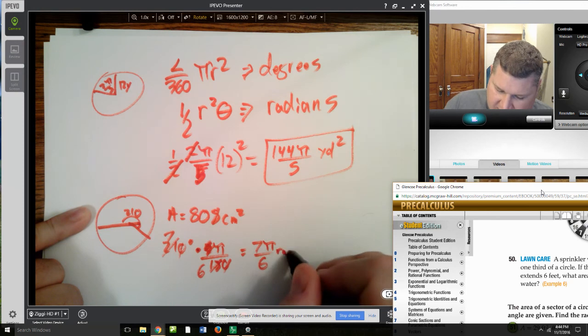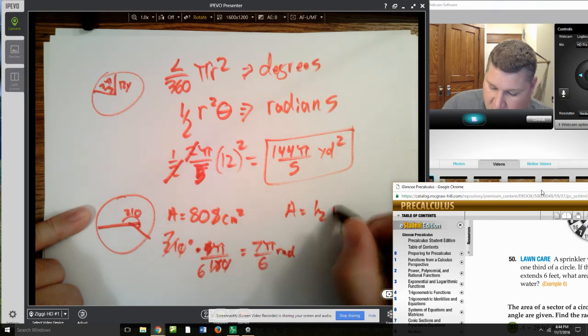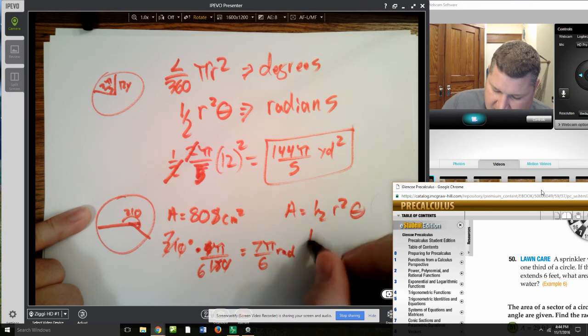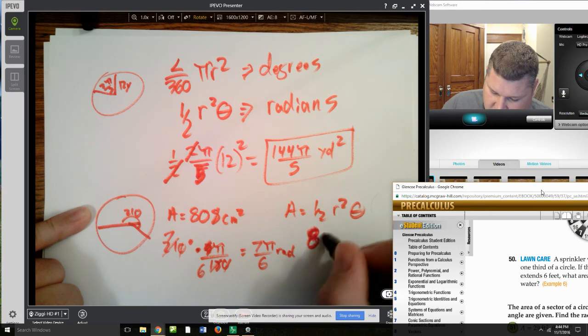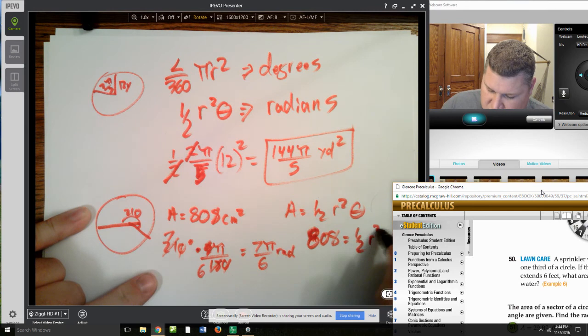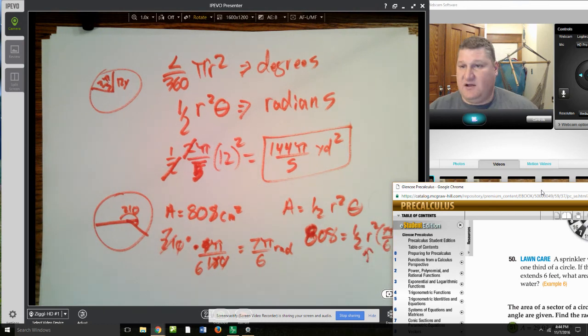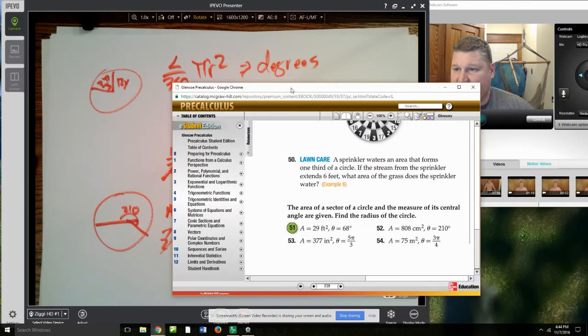For my radians, all I have to do is say area equals 1/2 r squared theta. Area, which is 808, equals 1/2 r squared times 7 pi over 6. Once I have that, it's algebra 1, ladies and gentlemen, find r squared.